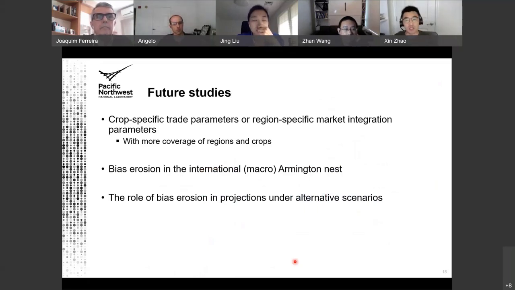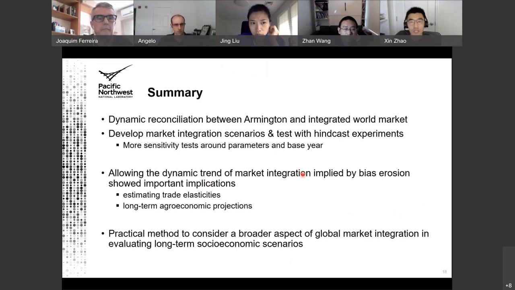There are many limitations in this study, but there are plans for future tests, like incorporating more coverage for crops and regions, allowing regional and sectoral differentiation of those parameters we are testing, and also testing many more alternative scenarios to see the implications. Okay, a quick summary.